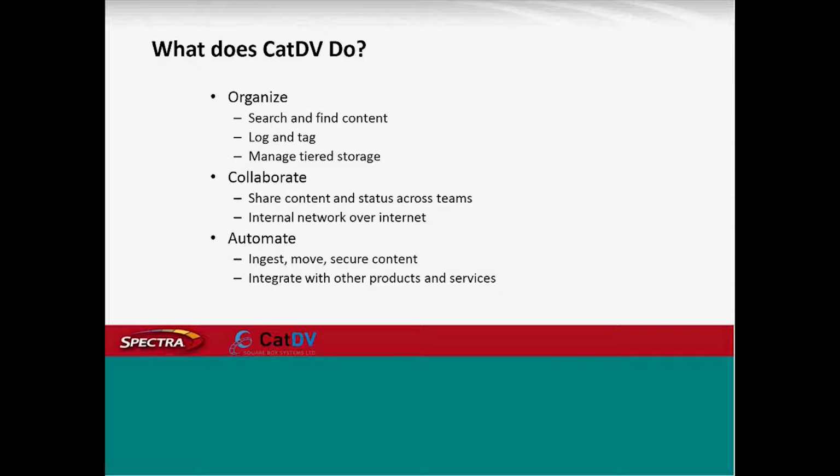And then finally, automation. Automation saves time, saves money, and it brings consistency and so accuracy. So CatDV does a big pile of automation. We have a product called the Worker, which is an automation engine that sits behind the scenes, which can ingest, move, and secure content, and is really the hub for us to integrate with other products and services. So organize, collaborate, automate: key things that CatDV does real well.